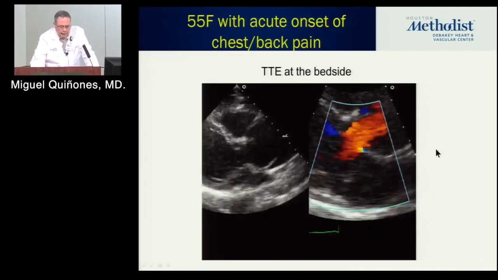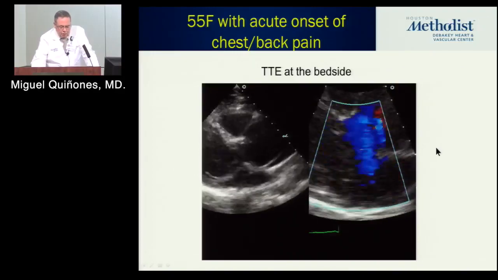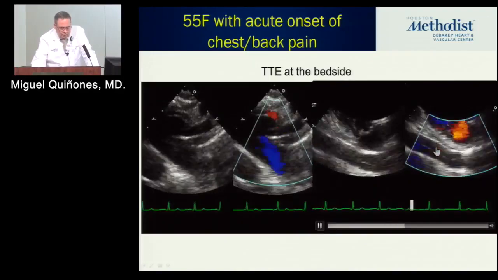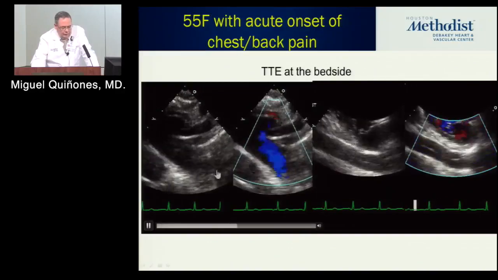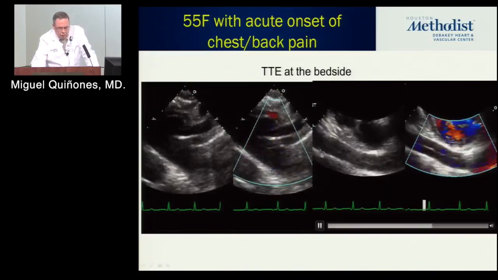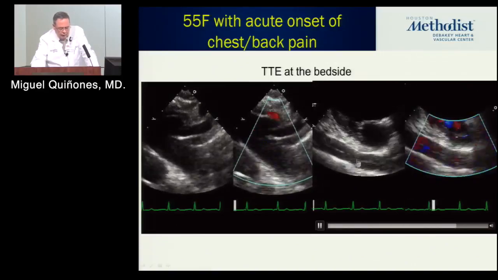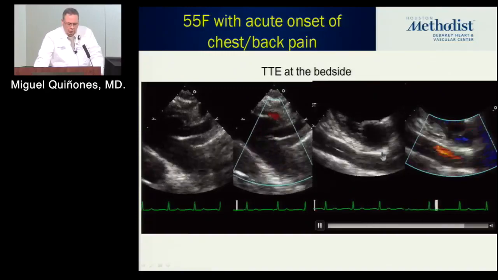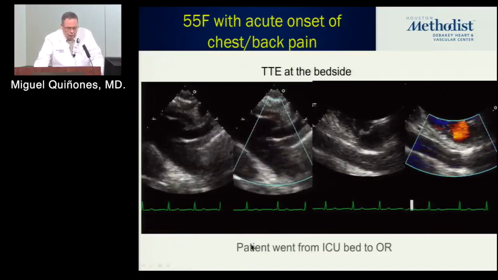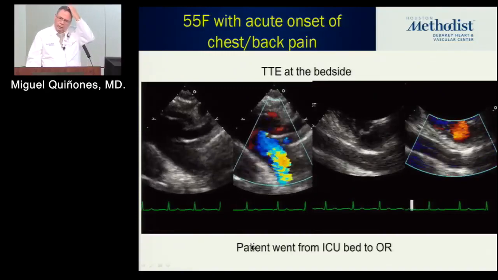And this lady, we paged Dr. Reardon, who was available, and this is the rest of her transthoracic, okay? I showed you earlier this view of the descending aorta with a flap there. So clearly she was a type 1 going down to the descending aorta. And she actually went from bedside to the OR.